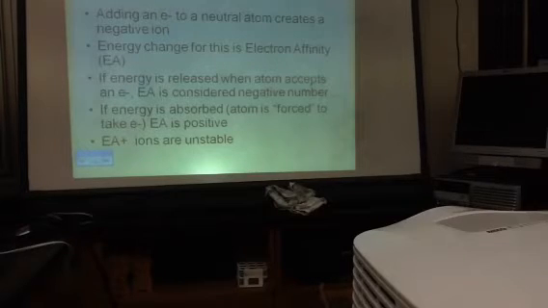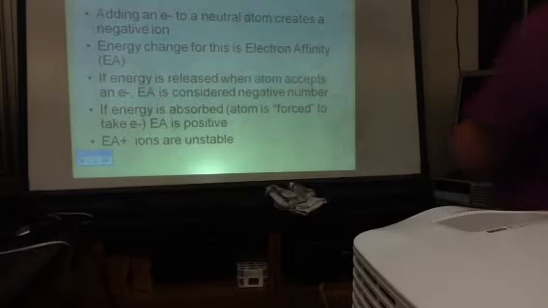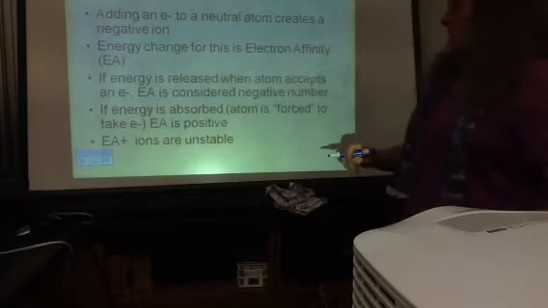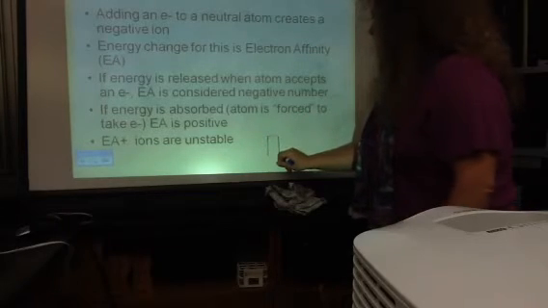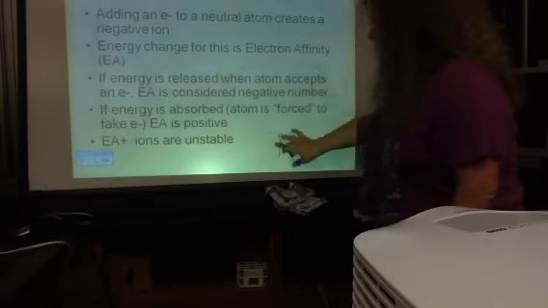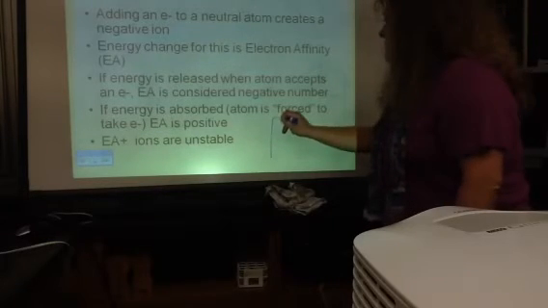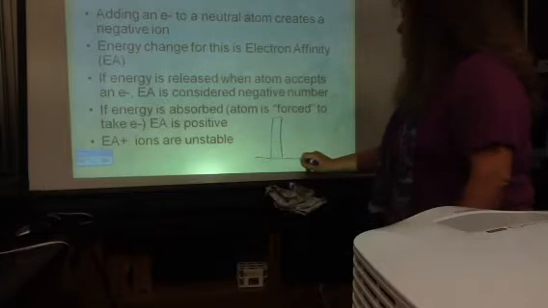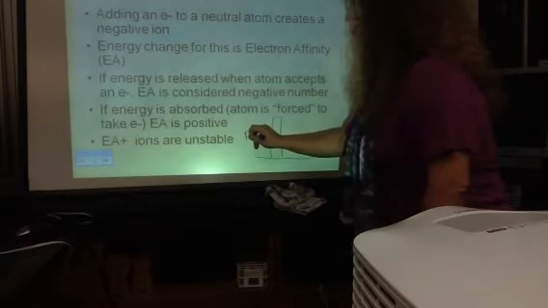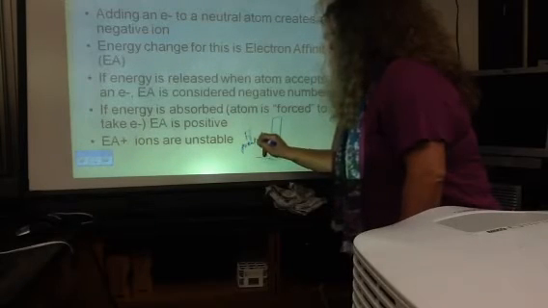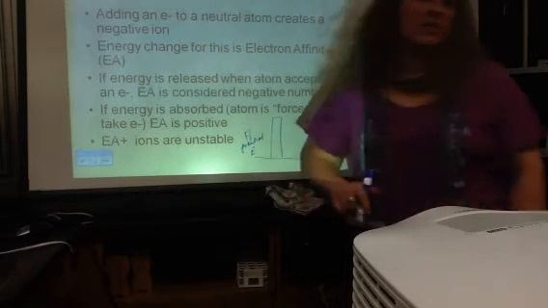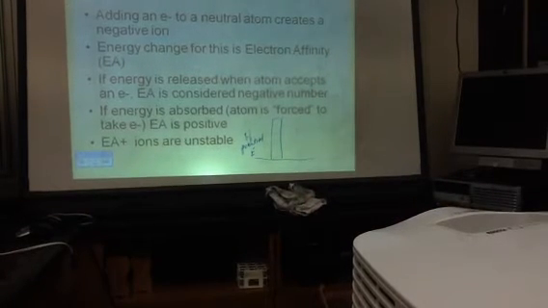If energy is released, this statement's going to have to be illustrated. When an atom accepts an electron, then the electron affinity is considered to be negative. So let's take fluorine, and let's say that fluorine, all by itself, has this much potential energy. Think about a rock balanced on the top of a cliff.